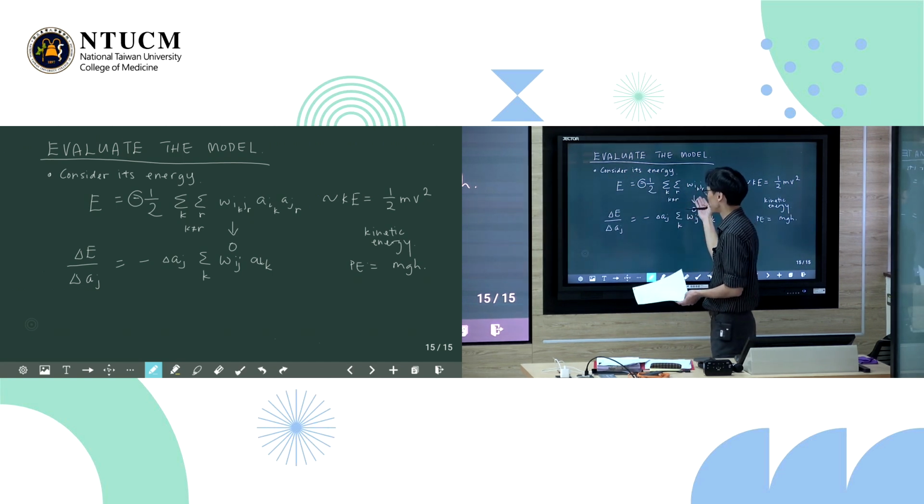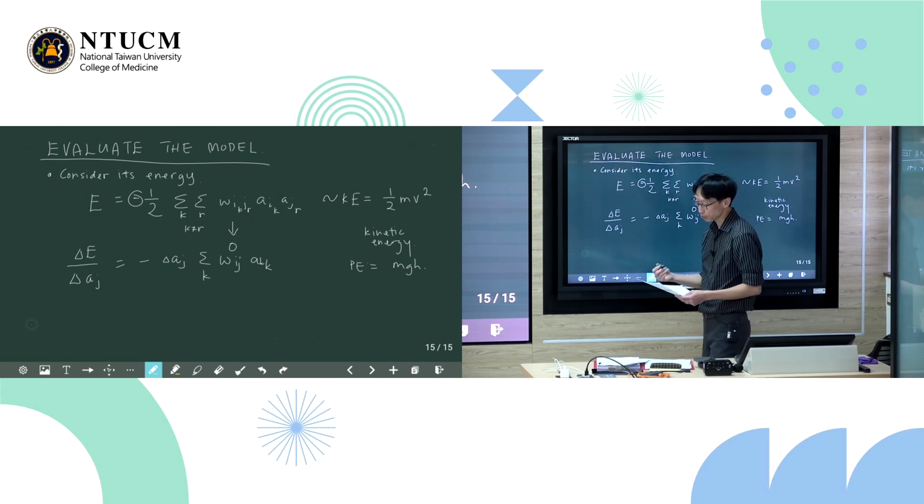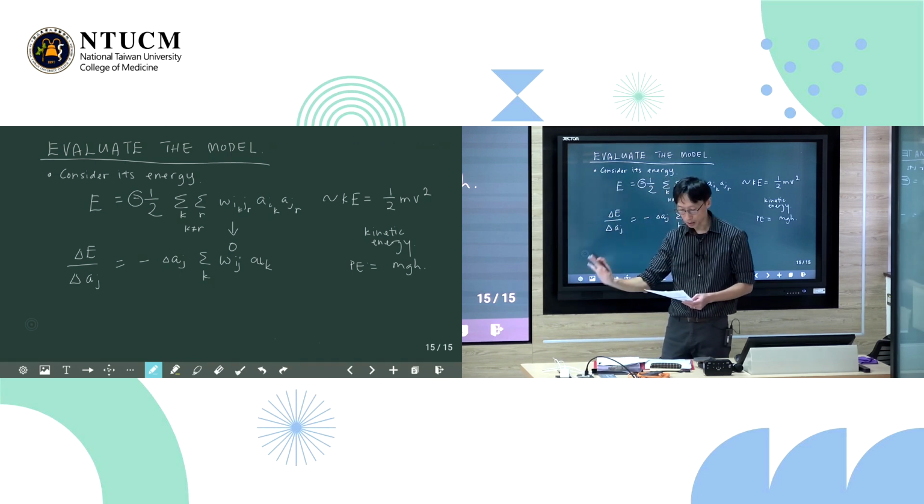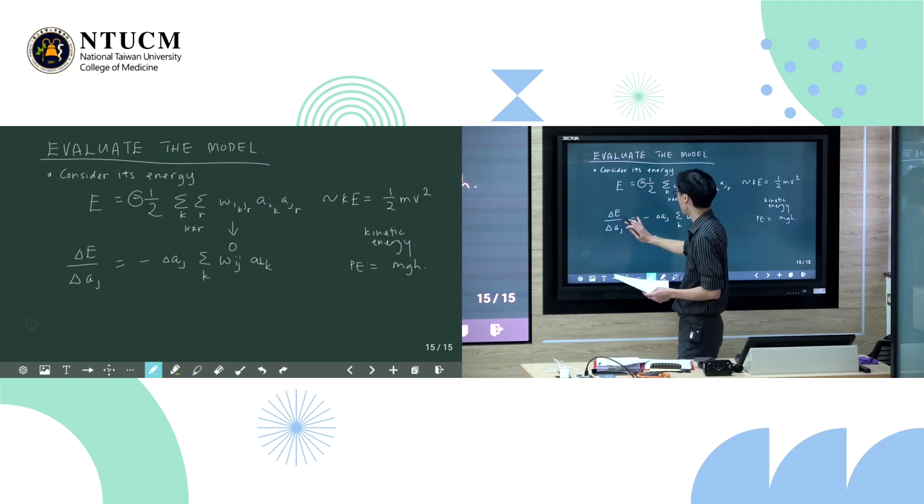You have the energy equation. If you differentiate it with respect to a_j, then the result is negative. So no matter what inputs I give you or what output states you are, your activity level will decrease. I don't think that's important. Here, this is just to tell you that basically the energy is going to go negative.